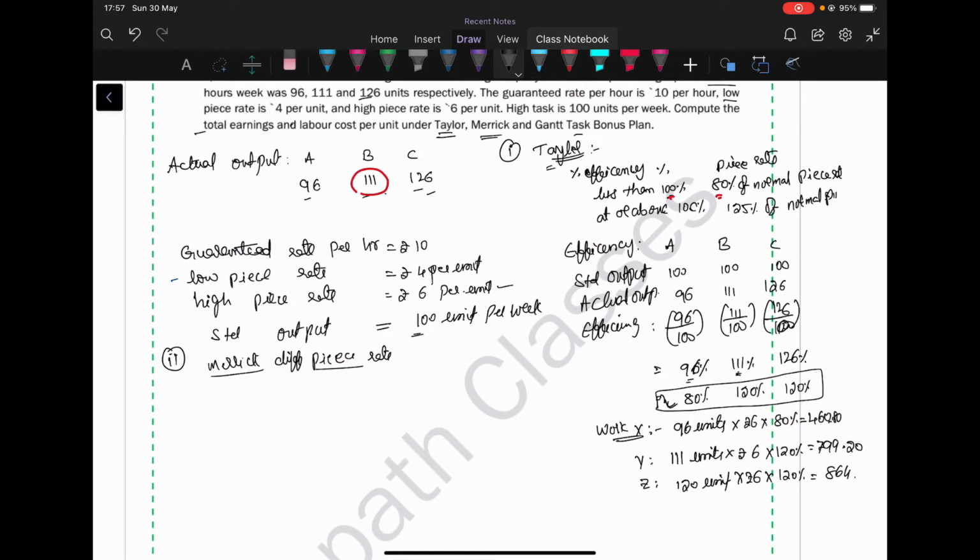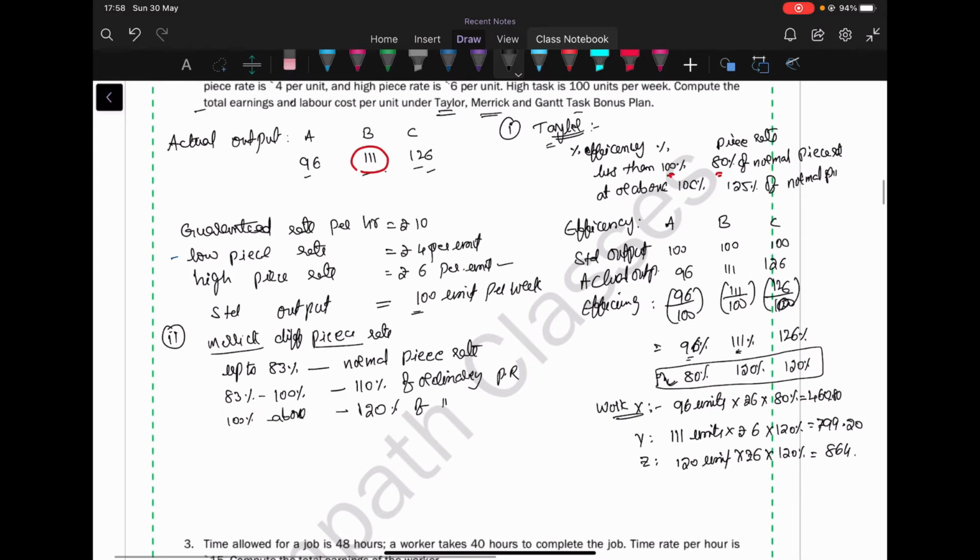If your efficiency is up to 83%, you will be getting paid at the normal piece rate. If your efficiency is 83% to 100%, then 110% of your ordinary piece rate. If it is 100% and above, then 120% of the ordinary piece rate. So this is the formula.